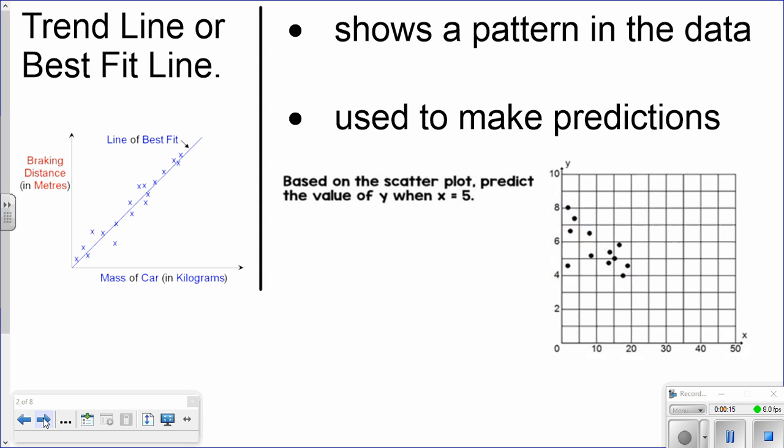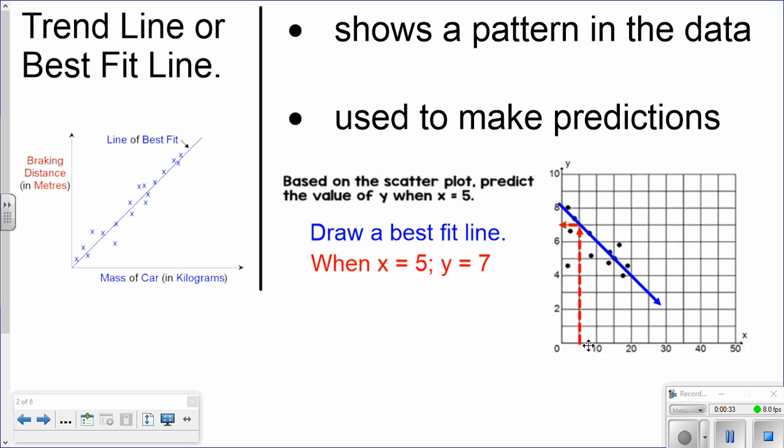So a trend line, or best fit line, shows a pattern in the data, and we use this to make predictions. For example, we have this scatter plot, and it says predict the value of y when x equals 5. So we draw a best fit line, and then when x is 5, we go to x at 5, and we go up to the blue line and over, y is 7.